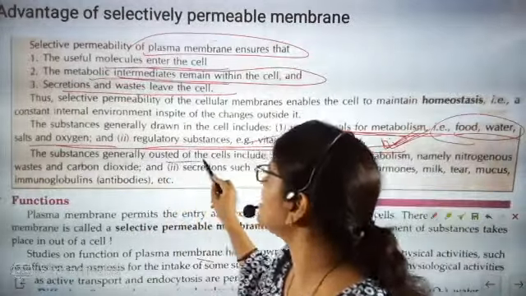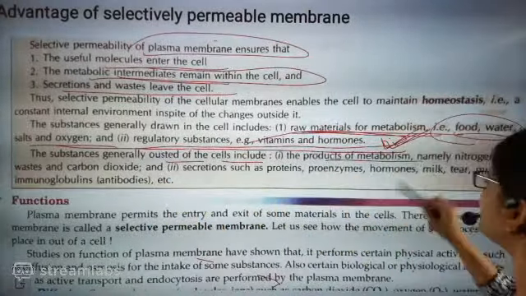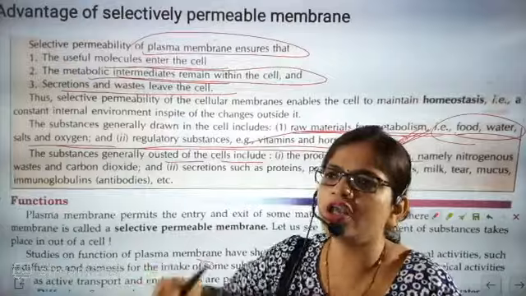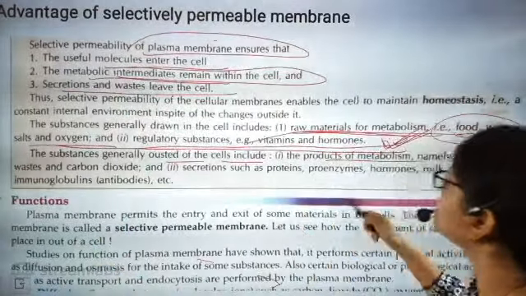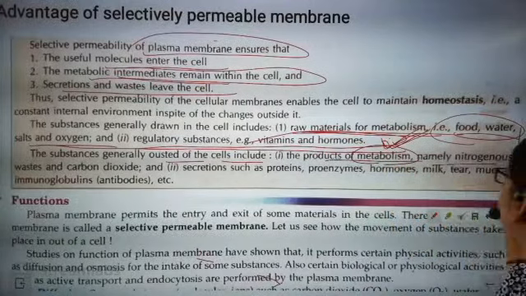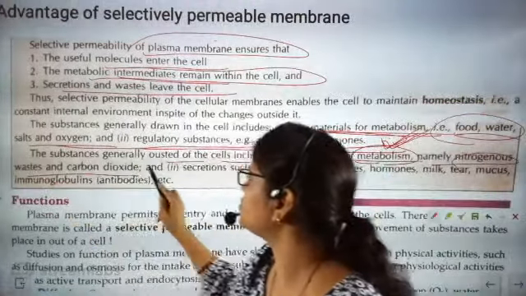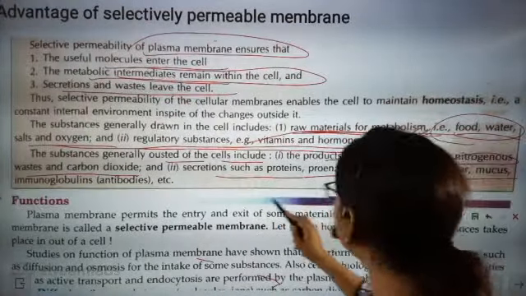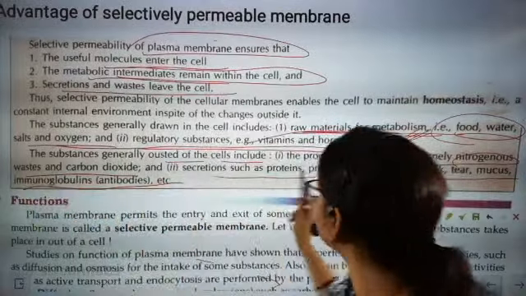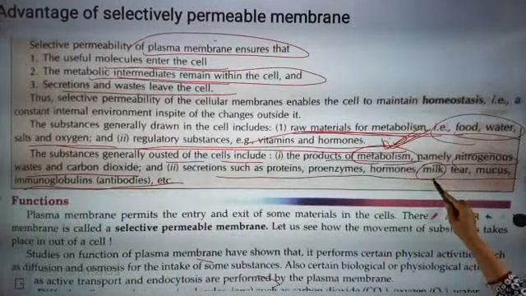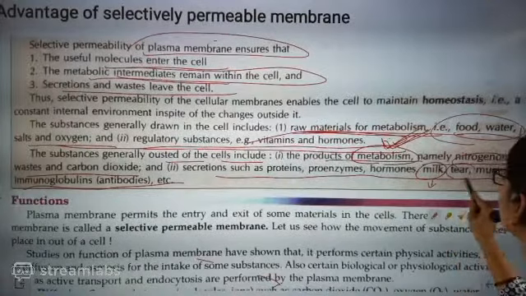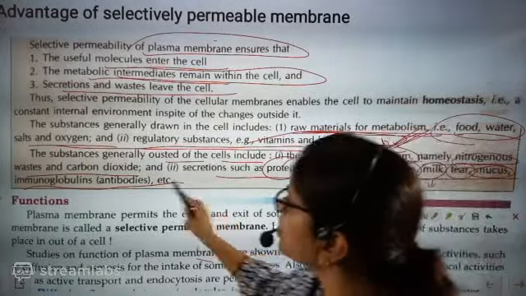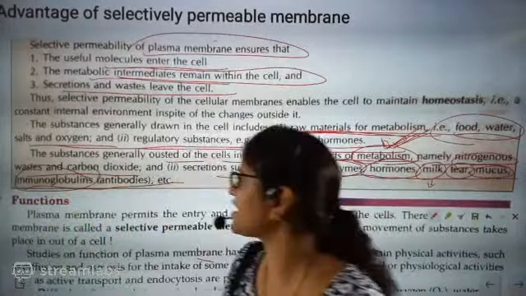But the substances generally going outside of the cell include the products of metabolism. After the activities, after the food you are eating and utilizing for your body, the waste content is what you are going to take out: the products of metabolism, namely nitrogenous waste, carbon dioxide, and secretions such as proteins, proenzymes, hormones, milk, tears, mucus. These are different cell products, and also immunoglobulins, which are exactly antibodies, beta.